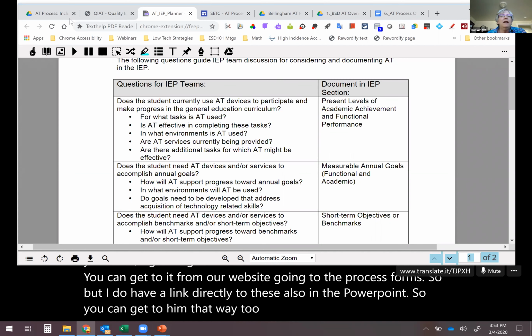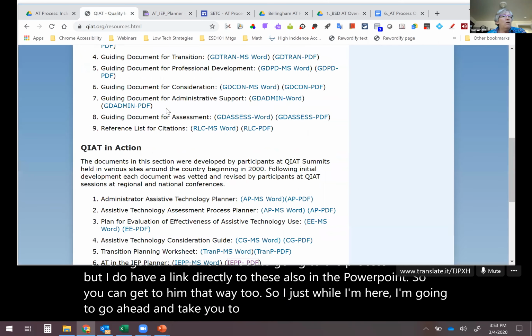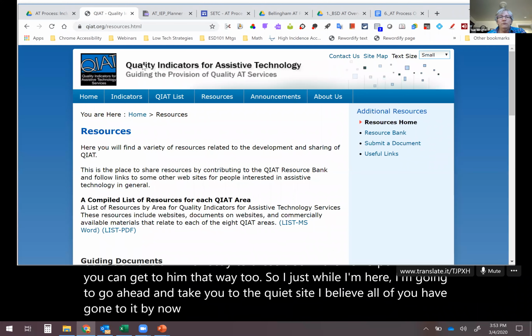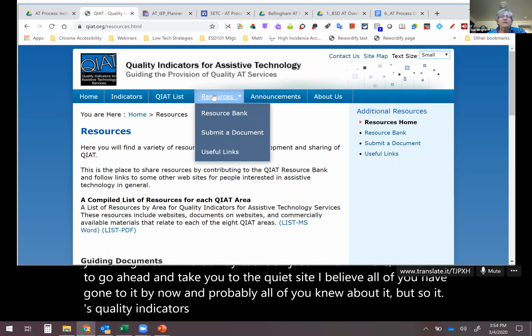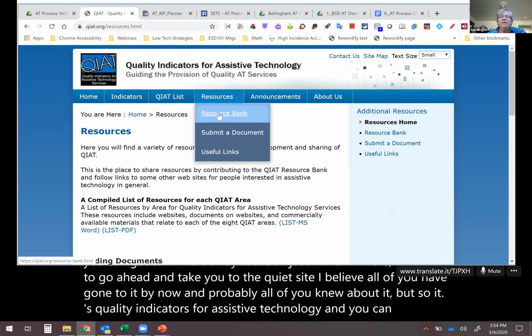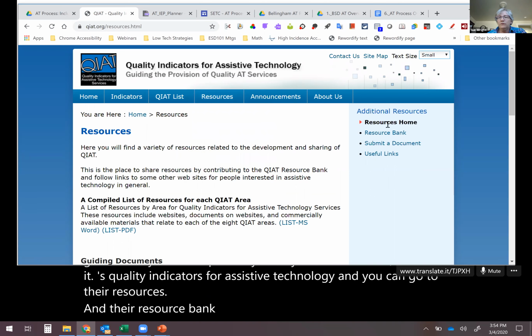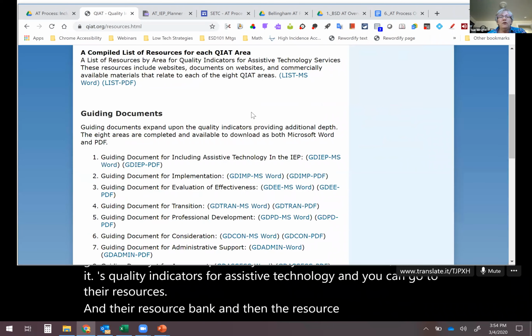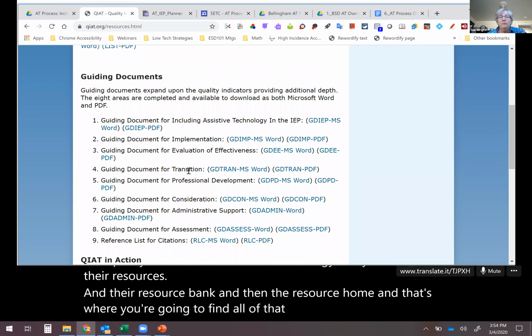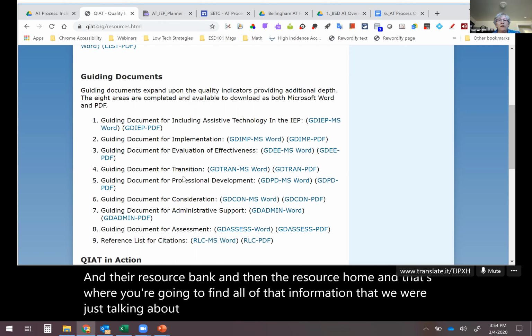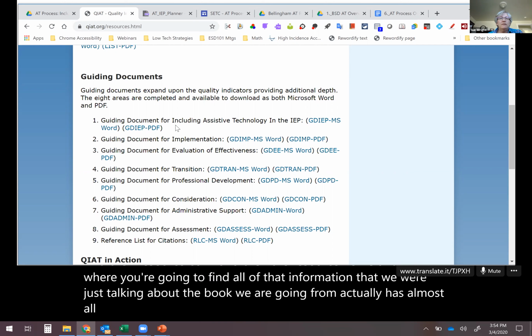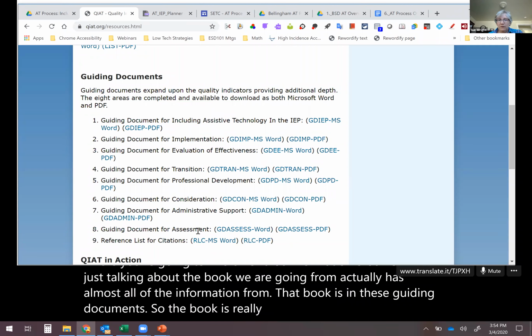While I'm here, I'm going to take you to the QIAT site. I believe all of you have gone to it by now. It's Quality Indicators for Assistive Technology, and you can go to their resources, their resource bank, and then the resource home. That's where you're going to find all of that information that we were just talking about. The book we are going from has almost all of its information in these guiding documents. So the book is really these guiding documents turned into paragraphs.